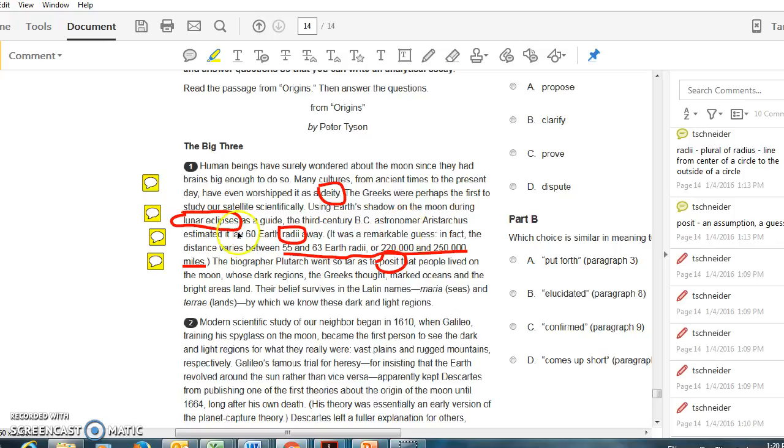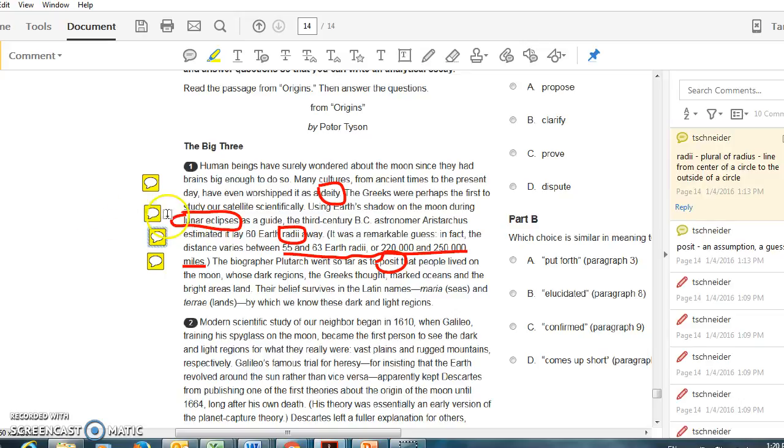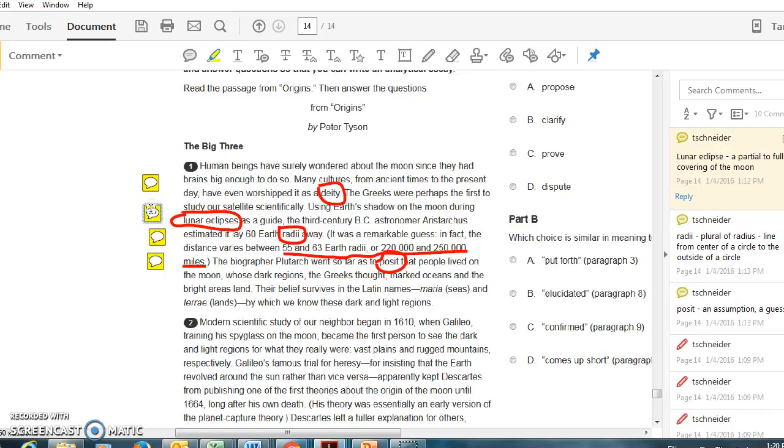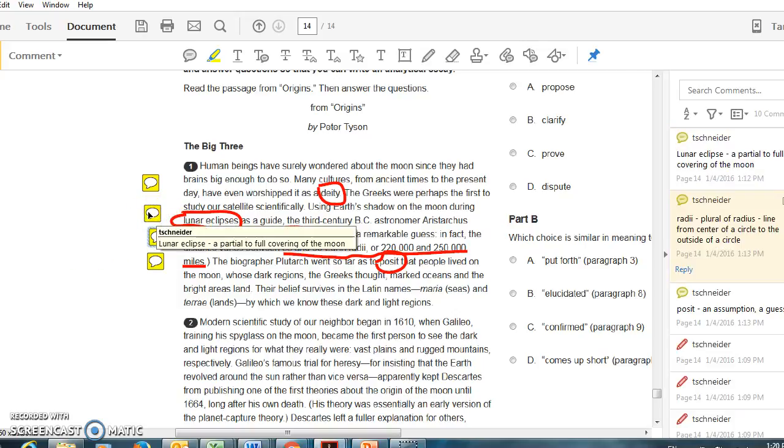The Greeks were perhaps the first to study our satellite scientifically, using Earth's shadow on the moon during lunar eclipses as a guide. Lunar eclipses might be a phrase that they haven't heard before, maybe they've never seen one, they don't know what it is. So I would circle it and then define it here in this little text box. So I made a note here, lunar eclipse, a partial to full covering of the moon. And then maybe even draw a little picture of the moon out here partially covered, just to give a little illustration.